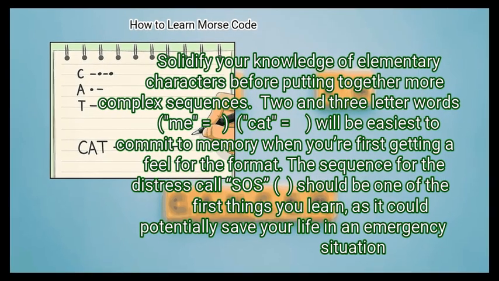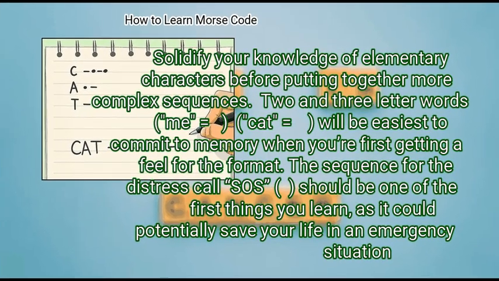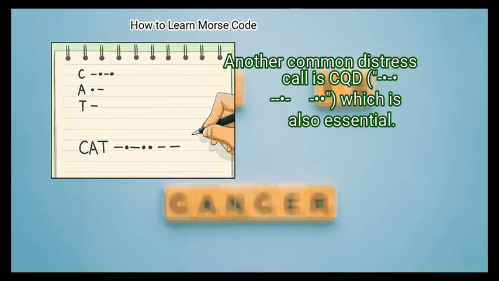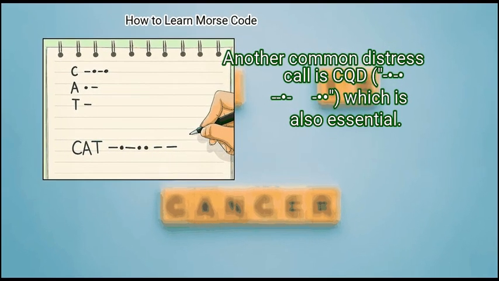Solidify your knowledge of elementary characters before putting together more complex sequences. 2 and 3 letter words, me, cat, will be easiest to commit to memory when you're first getting a feel for the format. The sequence for the distress call, SOS, should be one of the first things you learn, as it could potentially save your life in an emergency situation. Another common distress call is CQD, which is also essential.